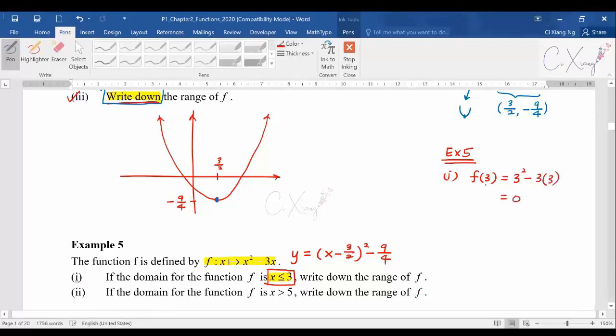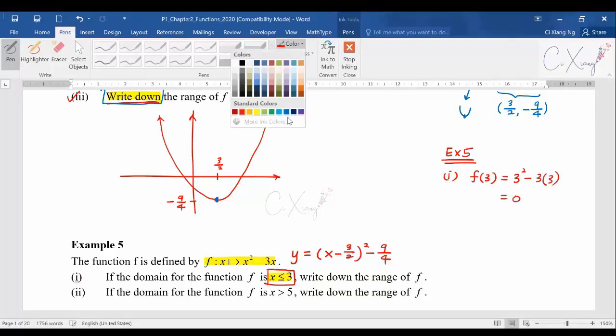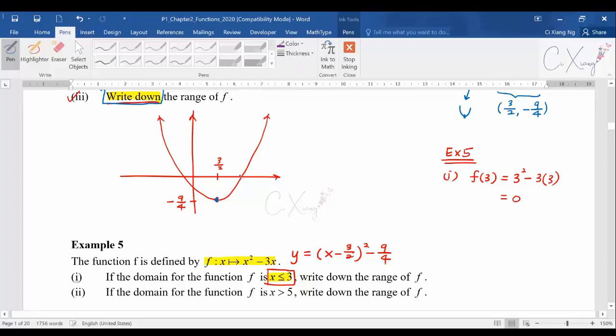Okay, so when you substitute the 3, you'll get a 0. That means this is actually the 3. When you substitute the 3 into the function, you'll get a 0, right? So this is the coordinate (3, 0). And for this question, they are asking for the graph with the domain x smaller than or equal to 3.